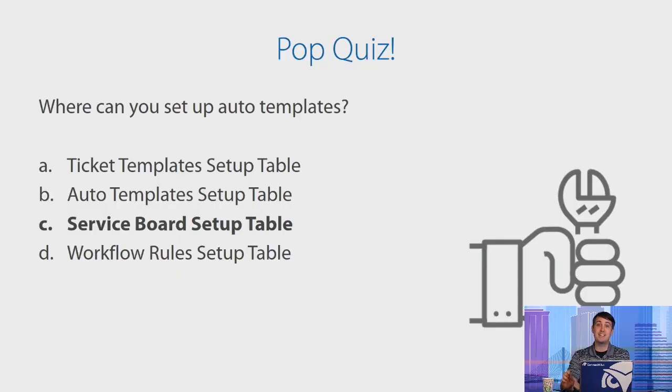The answer is going to be C, the service board setup table. There's an auto templates tab on that service board setup table, and from there you can select your ticket template along with the type, subtype, and item that it corresponds to.